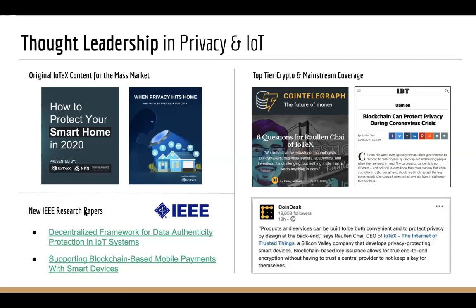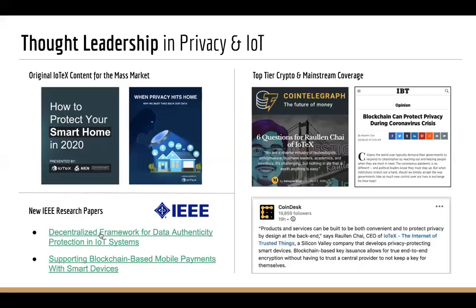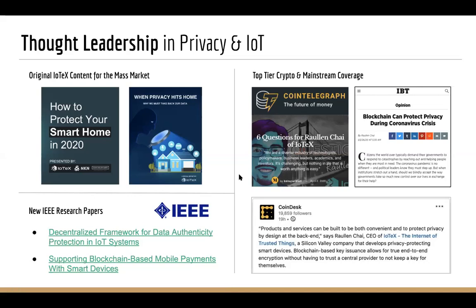And then finally, we're making a lot of good progress again on the standardization side. So Xin, our head of cryptography, published 2 IEEE papers, which is a big deal here. One's on a decentralized framework for data authenticity. The other's on mobile payments using blockchain-based devices. So those are the last of the IoTeX updates.